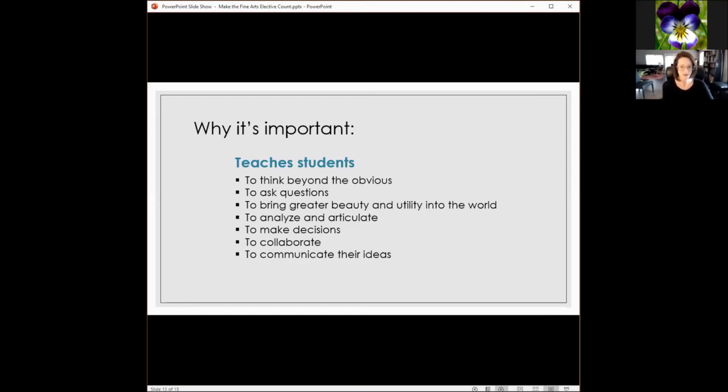And one thing that I am really excited about in our classes is the collaboration. Our students get to see each other's work. They get to be inspired by each other. They get to learn from each other.